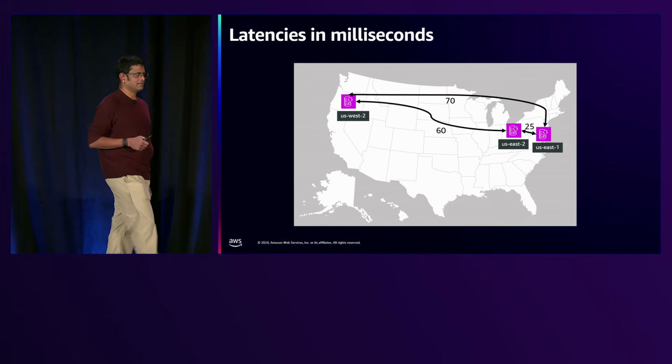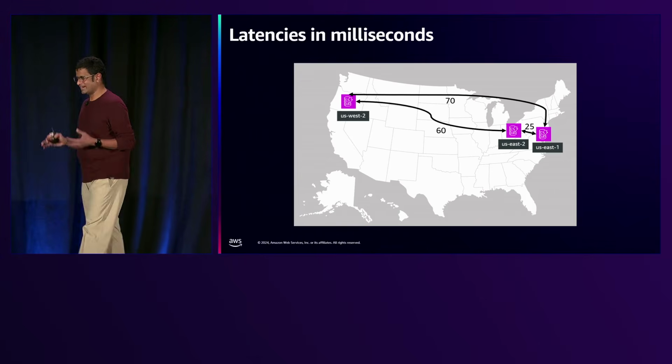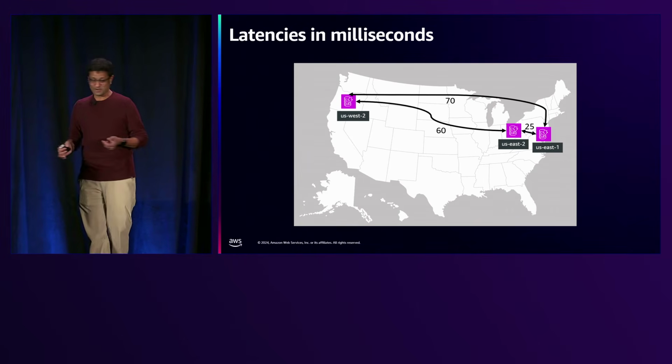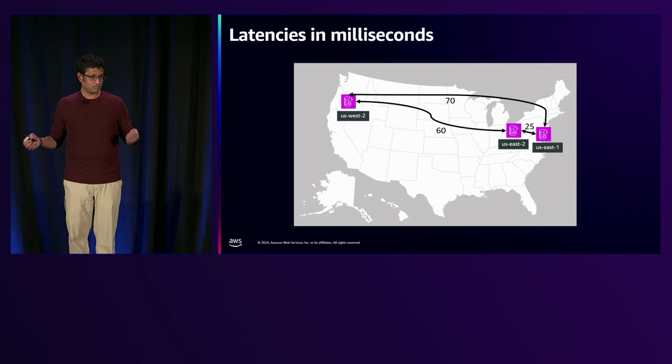Latencies in milliseconds. So regions are not equidistant. Take these latency numbers with a pinch of salt. I grabbed them from what we had last time around. I have not looked at the latency numbers. Definitely, US East 2 and US East 1 are closer together.